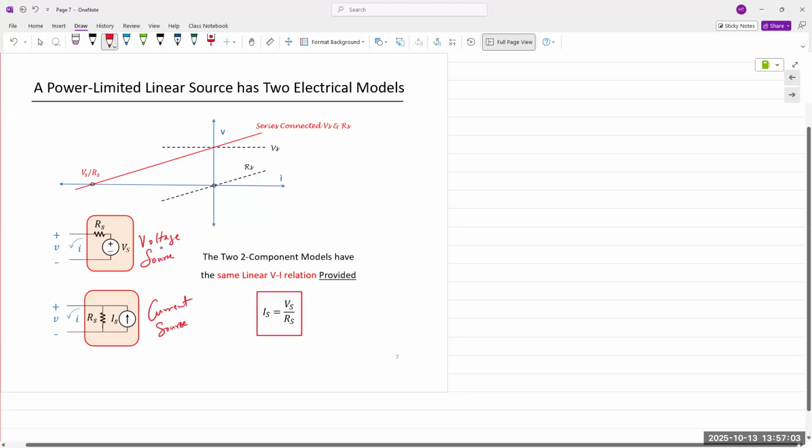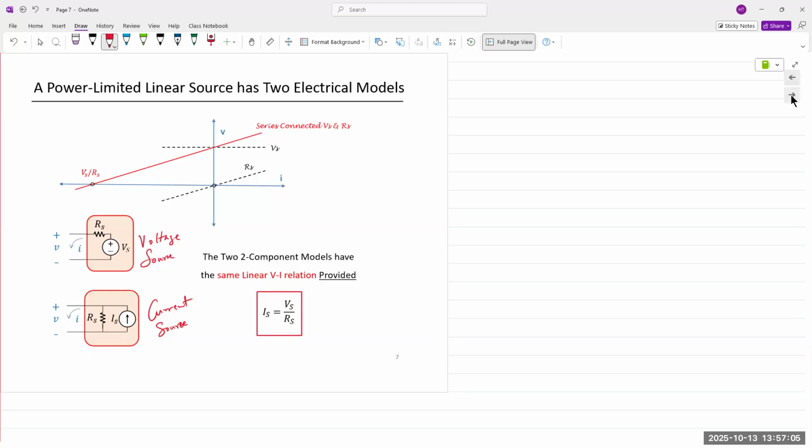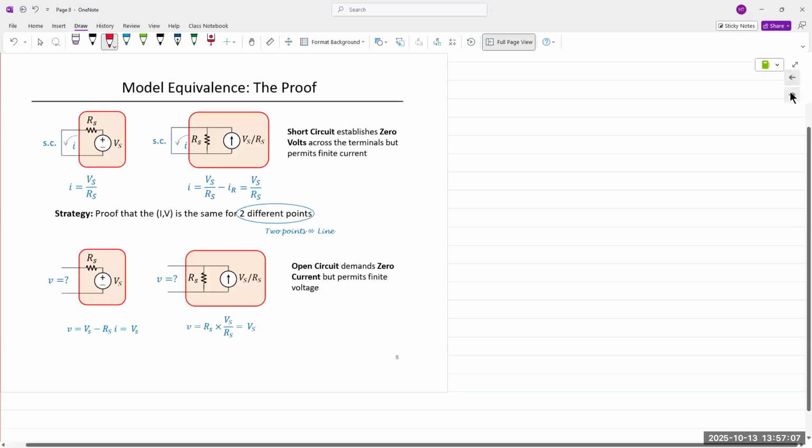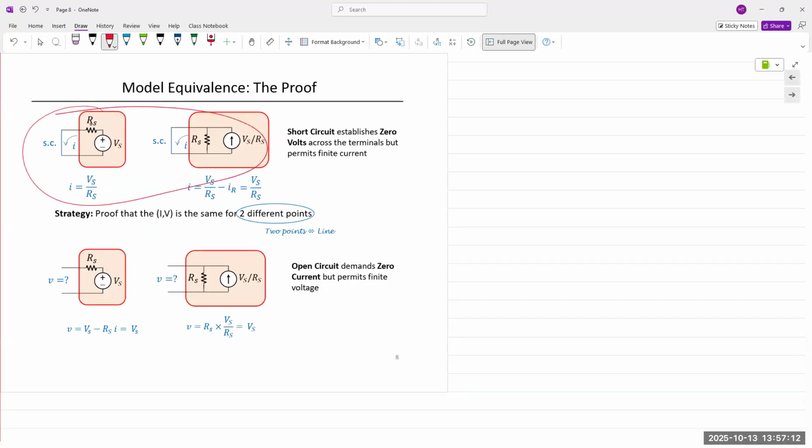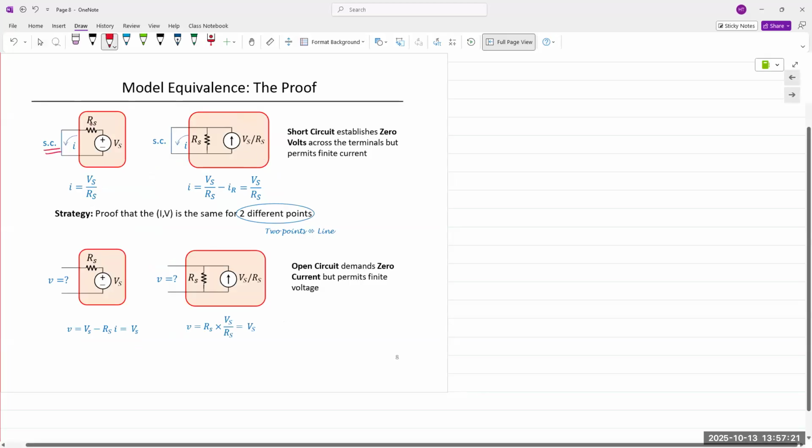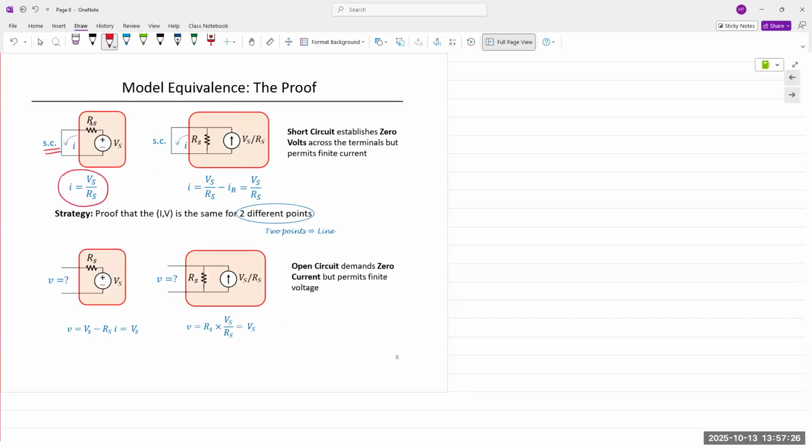So in the next slide, let's take a look at how that is possible. Let's take the two models and short out their terminals. If you take the voltage source and short circuit its terminals, we have current I flowing through the circuit, and the resulting I has a value of Vs over Rs. Okay, make sense? Ohm's law? Yes.